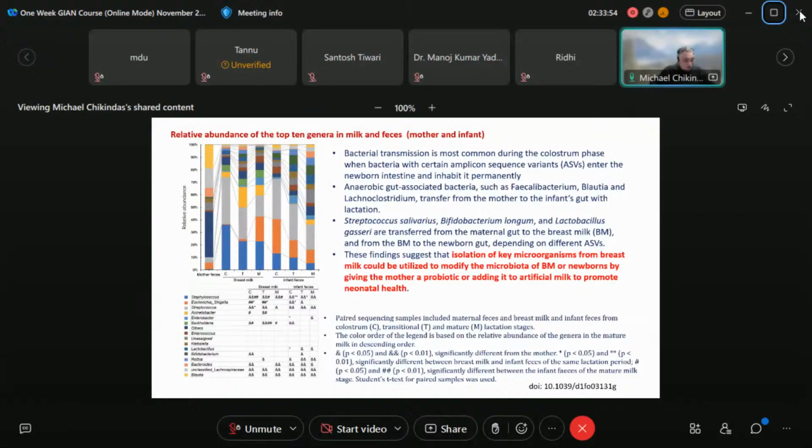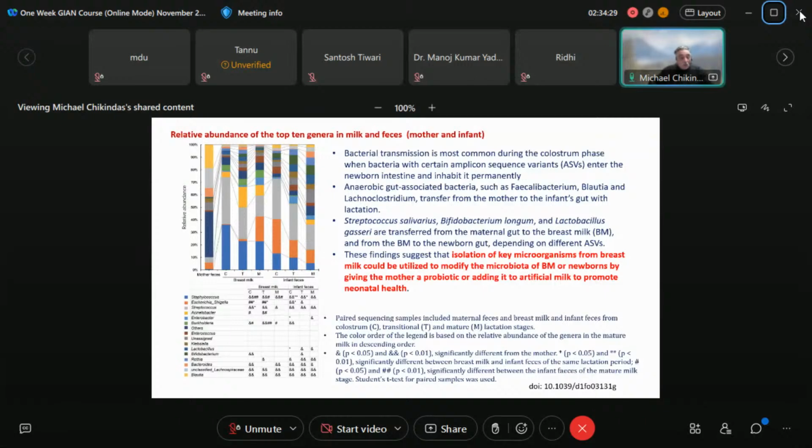be transferred through the vaginal passage, normal delivery, but of course, we should not neglect the most important route of delivery with the breastfeeding. And in combination, the important take-home message is that the most important key microorganisms that are coming from the breast milk, they contribute significantly to the development of the microbiota, healthy microbiota of an infant.